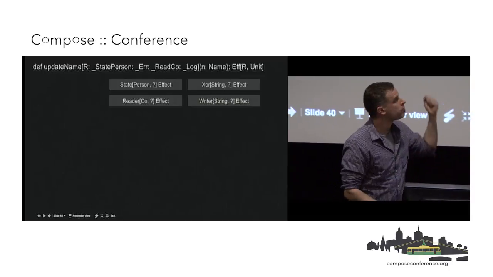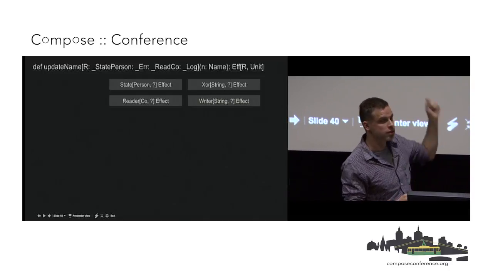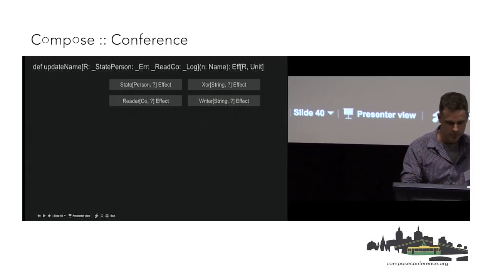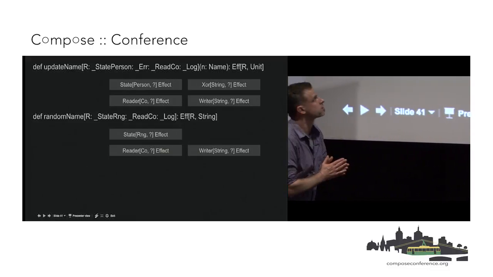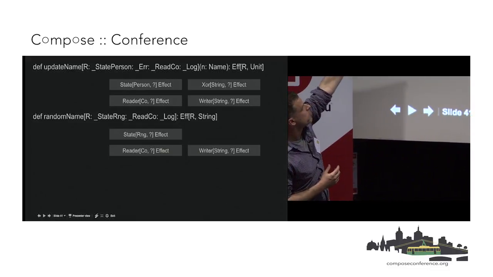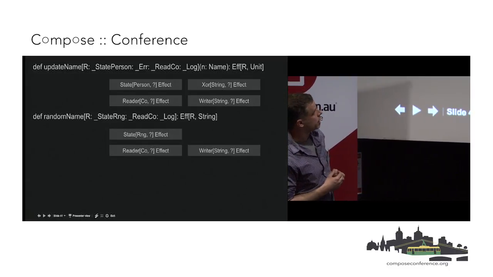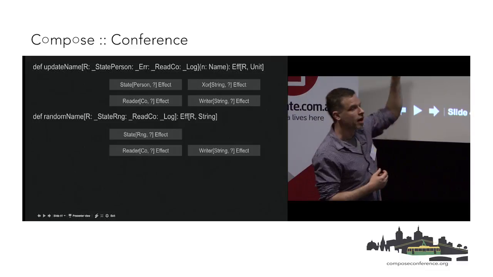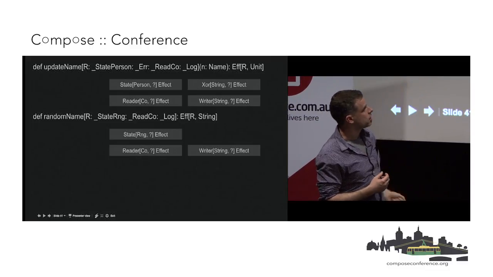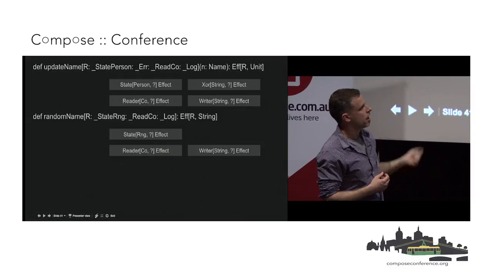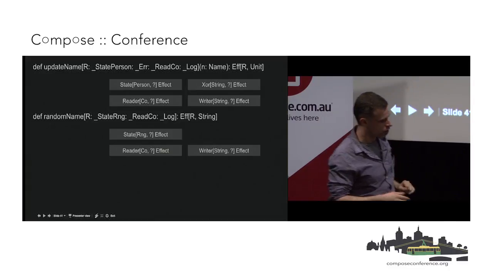So there's our update name method again, and I've highlighted the 4 effects that we've indicated must be present in the effect set to call that method. Here's a second method that's got some overlap and some different effects that have to be present. The random name method generates a random name and gives it back to you as a string. And that needs a random number generator seed passed in as a state of RNG. It also reads the configuration and it also does some logging. So 2 of those effects are present in the first stack and 1 of them is not.